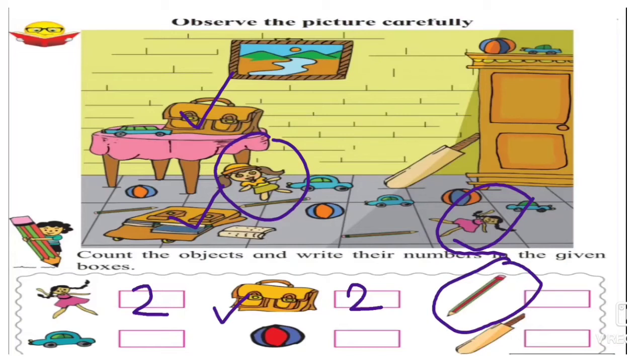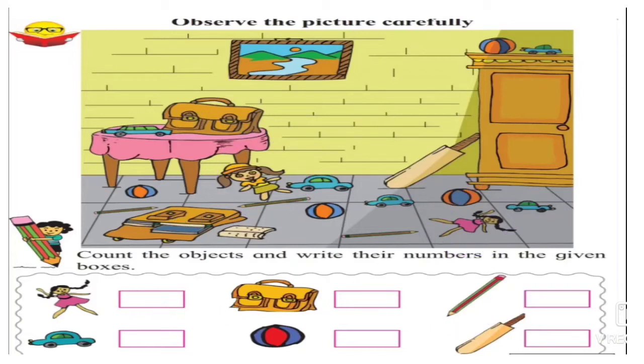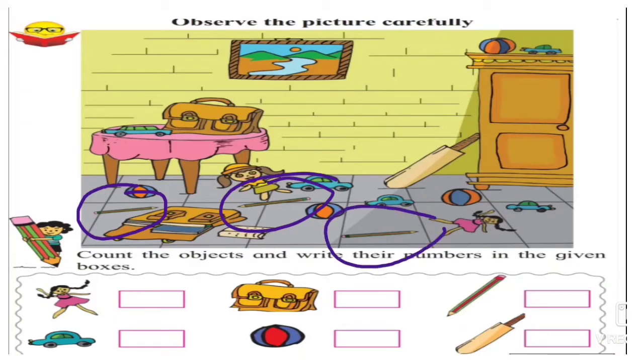What is this? This is a pencil. And we have to find out the pencil. Have you found it? This is 1, 2, 3. How many pencils? 3 pencils are there. Write down 3 in this empty box.